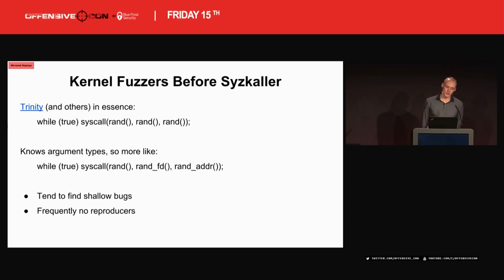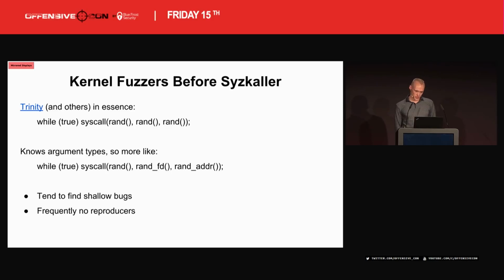Before Syzkaller, there was a fuzzer called Trinity. The whole idea of fuzzing the kernel is basically just to issue syscalls. Trinity did that. It didn't even set all of the arguments of a syscall randomly. It knew that whenever you need a file descriptor, it should pass a file descriptor, and whenever you need a valid address, it would pass an address.